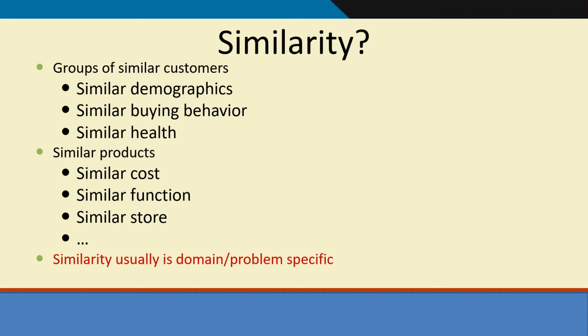Suppose you want to make groups of customers, then you may be looking at making groups as per their demographics, or as per their buying behaviors, or maybe as per their health. So similar-health people, we put them in the same group. Or if we are grouping products, maybe we want to group products as per similar cost or maybe the location where the products are available. So it's very domain specific.